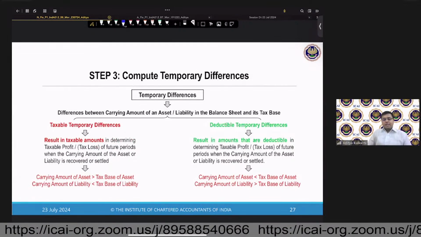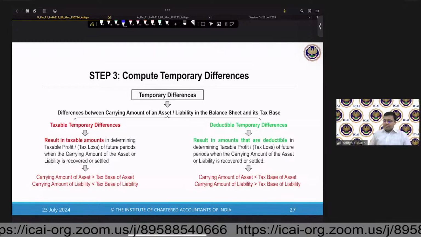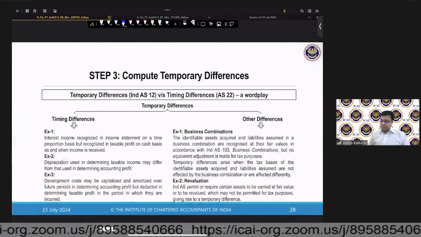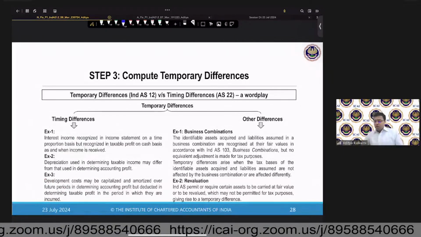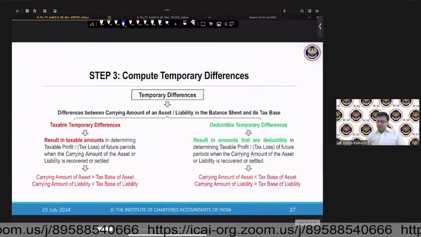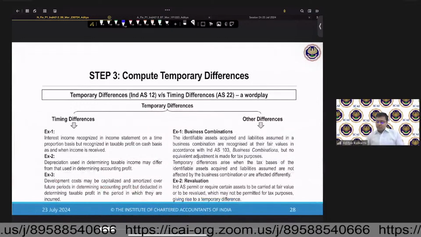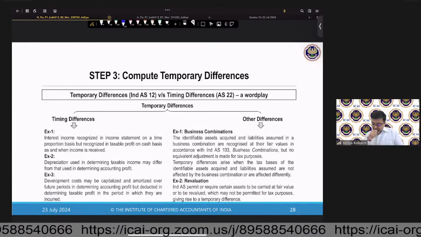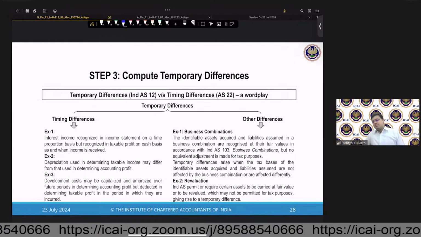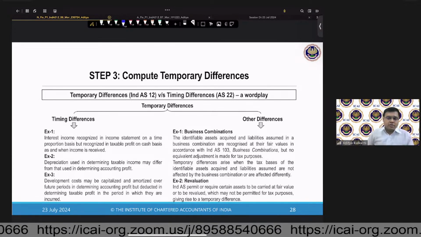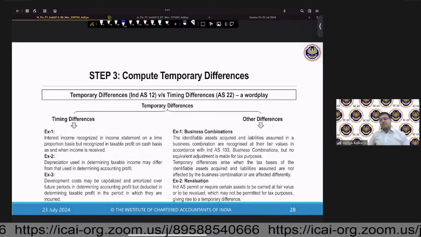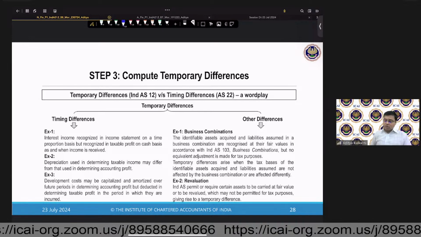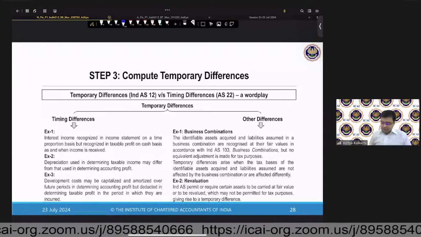Third step, compute temporary difference, which is basically the difference between carrying amount and the tax base. What do you mean by temporary differences? Temporary differences means differences which get closed in the near future. There is a visible path for that closure. So once that gets closed, your temporary differences are done.